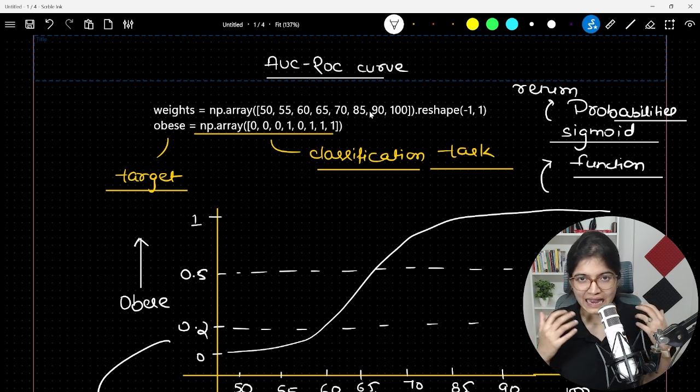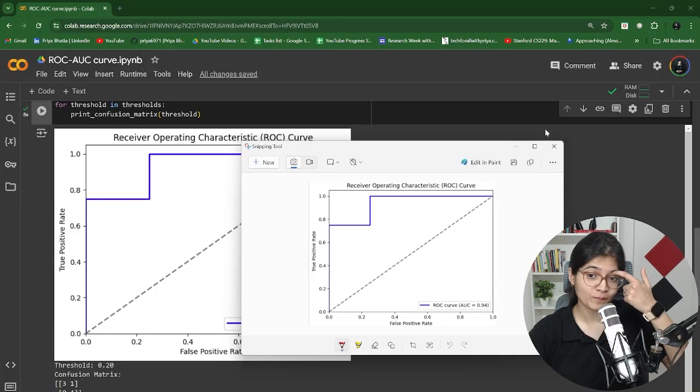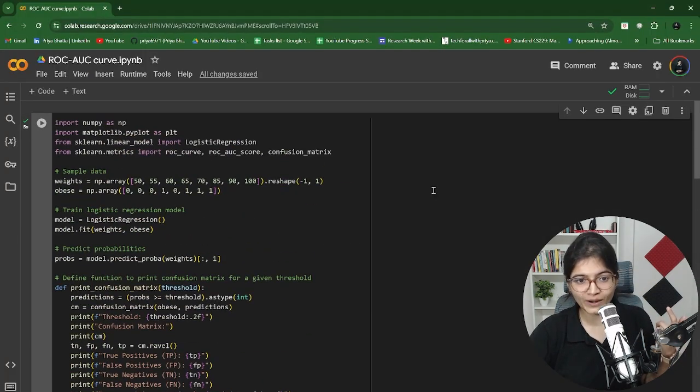With the help of an example, I tried to showcase everything with the weight and obese part, and I hope now it is clear to everyone. So now I'll try to showcase the code part. Same thing I have done here. I have taken the same example with the help of which I explained the concept.